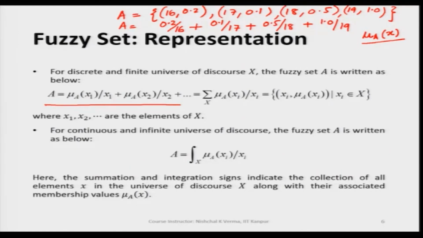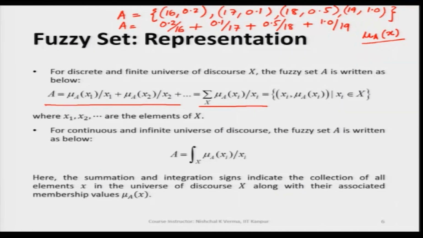Please understand, this is another way of writing the same thing. You can also use summation. If we do not want to write it like this, we can use a summation, and then write the universe of discourse from which all the elements are drawn. So, this x will be written here, and then mu A of x_i over this x_i can be written. This way the discrete fuzzy set is written.